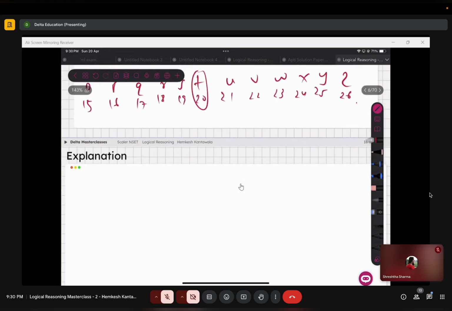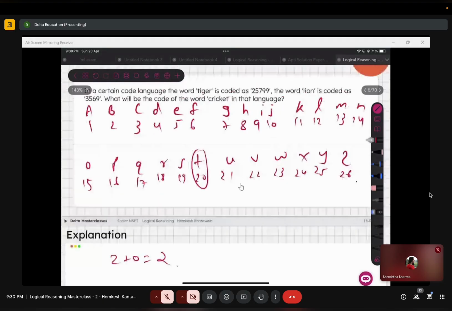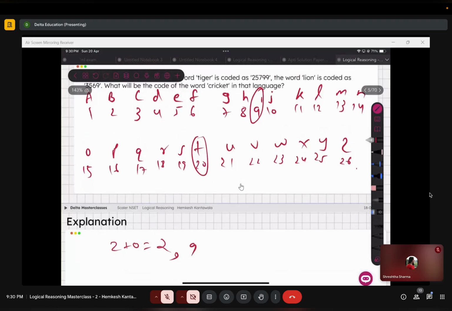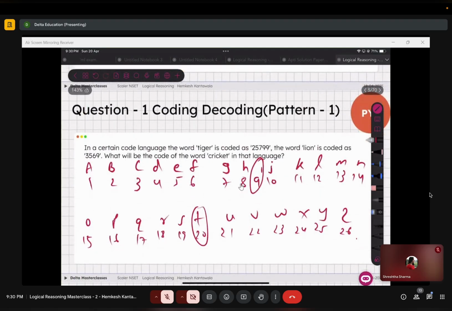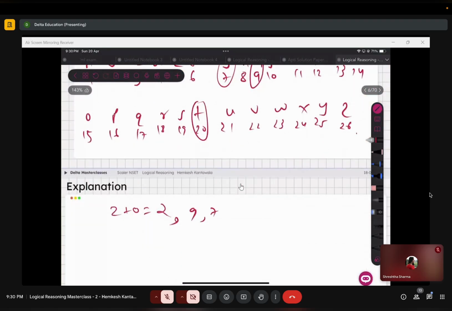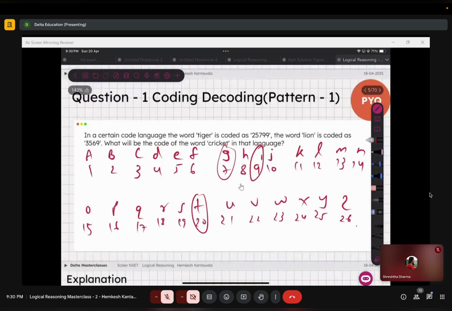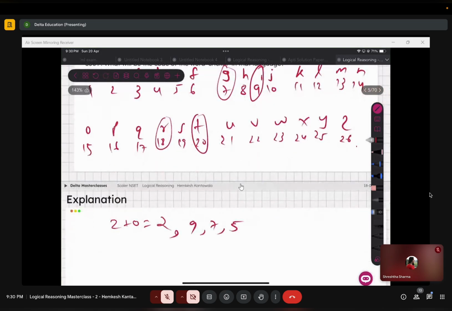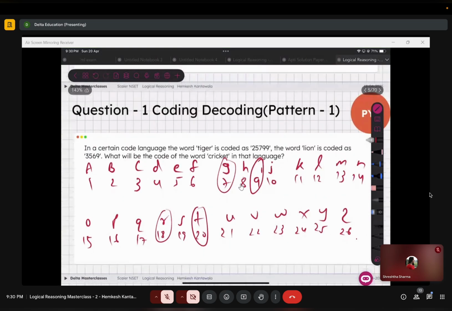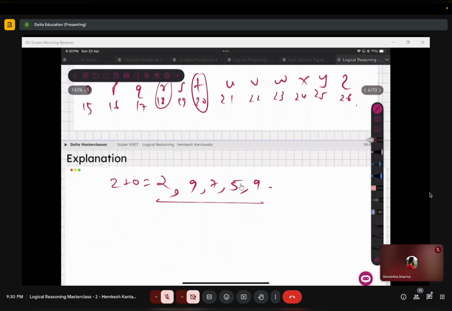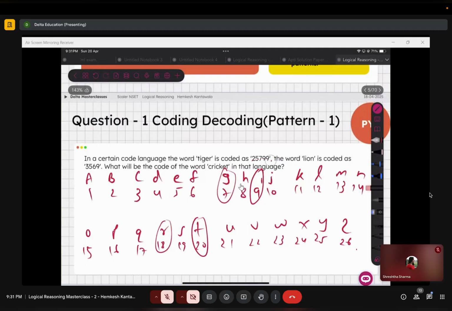It is a two-digit number, so it is 2 plus 0, 2. I, which is 9, so 9, one digit as it is. G, where G is 7, so as it is 7. E is 5 as it is, and R is 18, which is 9. So now this and this, how is it related? It has been arranged in ascending order: 2, 5, 7, 9, 9, and this is the same thing. So yeah, this is the pattern.